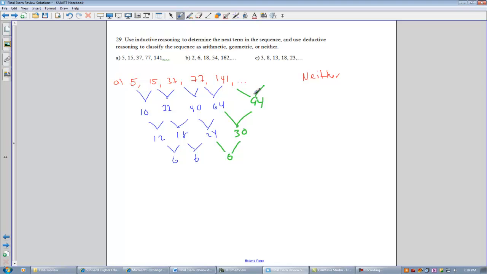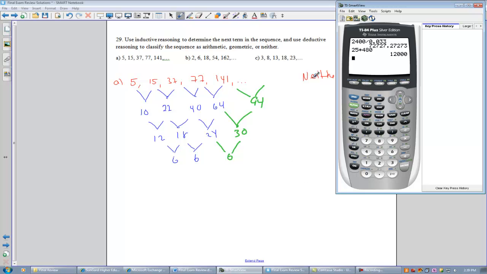And then here, I need to put a number such that when I subtract 141, I get 94. Well, I can use my calculator to help me here. So what number minus 141 equals 94? That's the same as saying if I add 94 to 141, I'll get that number. So take 94 plus 141, and you'll see you get 235. And that's my answer. So if I take 235 minus 141, it should give me 94.